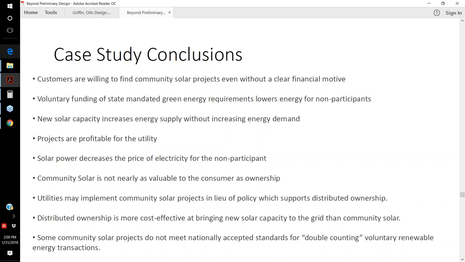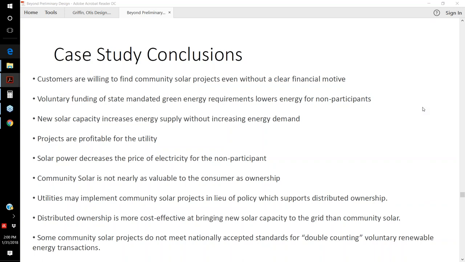B, you see community solar providing renewable energy credits to utilities. C, the more solar power that comes to the grid, you're increasing supply without increasing demand.